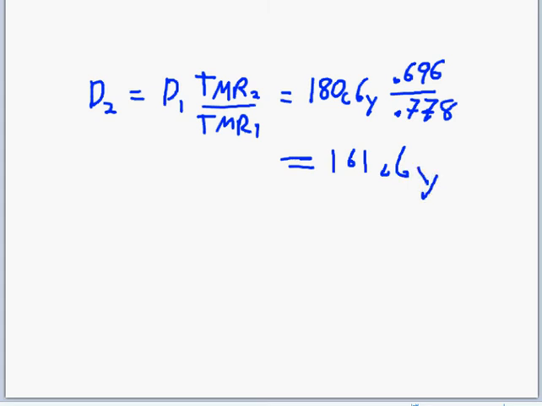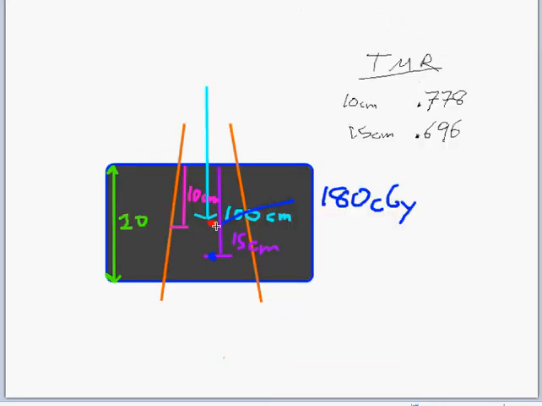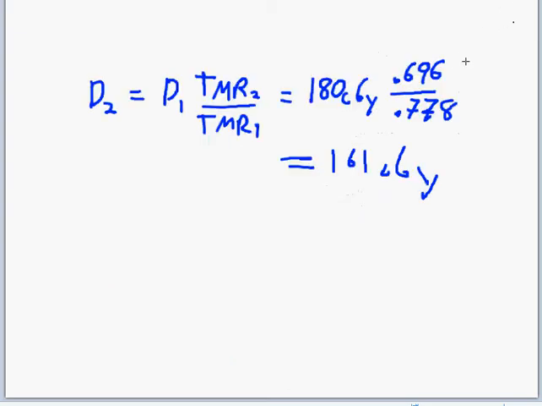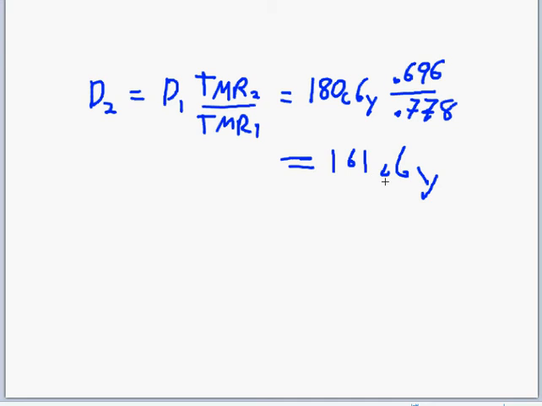However, we are not done yet, because all we really have found out is the difference in dose between here and here if we were at the same distance from the source. But of course we're not at the same distance from the source. This point is farther away, and so we're going to have to use, again, inverse square to go from here to here. Again, what are we going to expect? We got an answer of 161 centigray. We're going to move a little bit farther away, so we're going to expect this answer to go down a little bit because of inverse square.